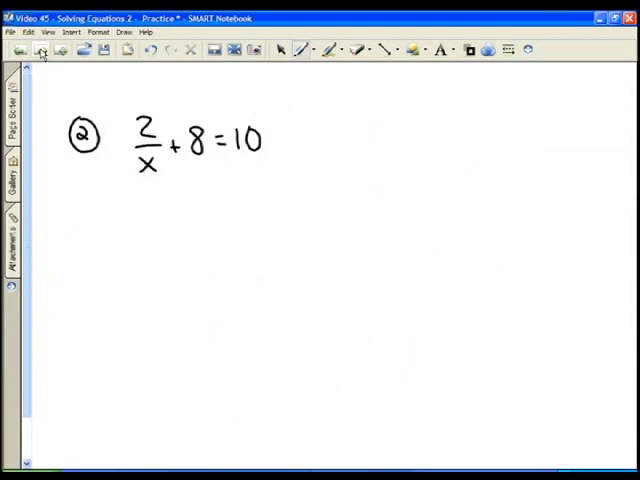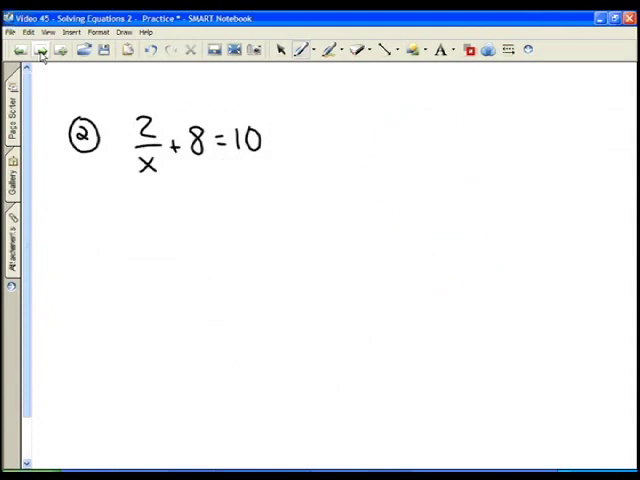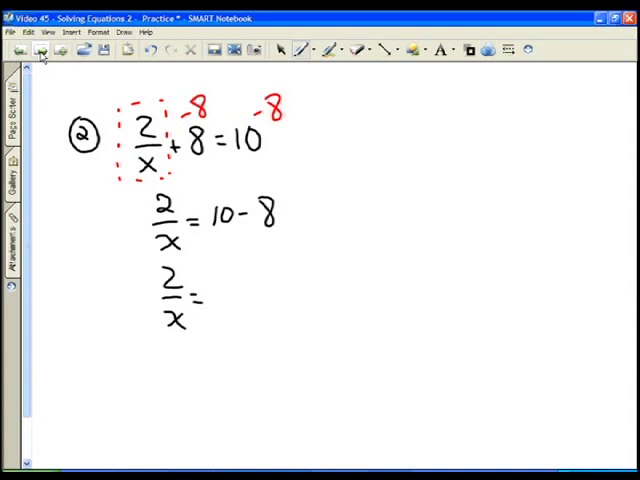And let's take a look now at another practice problem where we have a variable in the denominator of a fraction. So remember, the first thing we have to do, whether we have the variable in the numerator of the fraction or in the denominator of the fraction like in this one, we have to isolate and get that fraction all by itself first. So we get rid of the plus 8 by subtracting 8 from both sides. And then we are left with 2 divided by x is equal to 10 minus 8, which is 2.